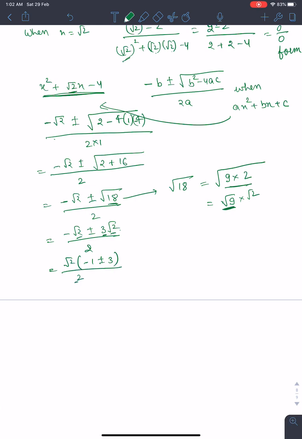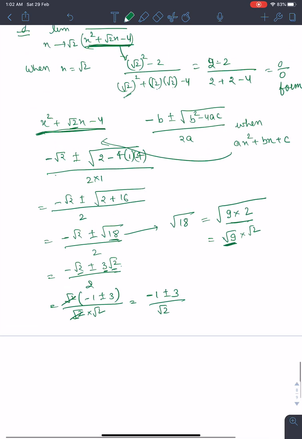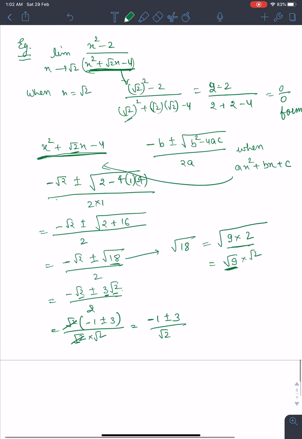So this 2 can be written as root 2 into root 2. You know that. So this root 2 and this root 2 got cancelled. So finally you got (-1 ± 3)/root 2. So these are the roots for this quadratic expression. So this is the simplest way you can find out. Otherwise you can use some other methods also, but just try to find with this method. Okay, so it will be much easier for you to find.